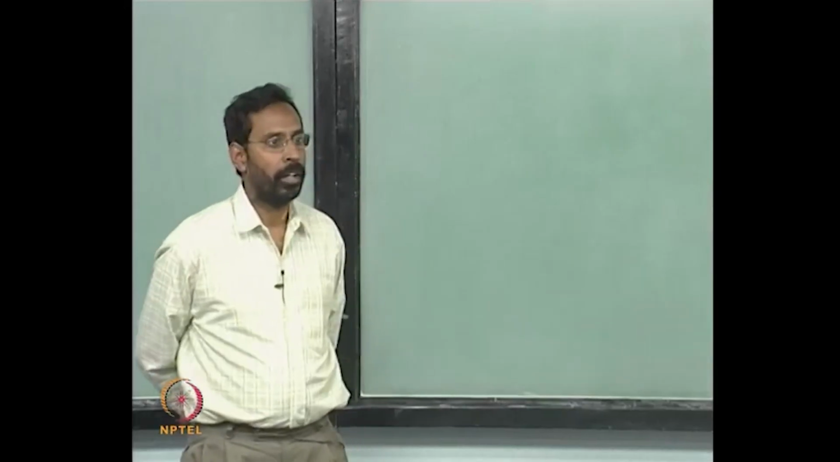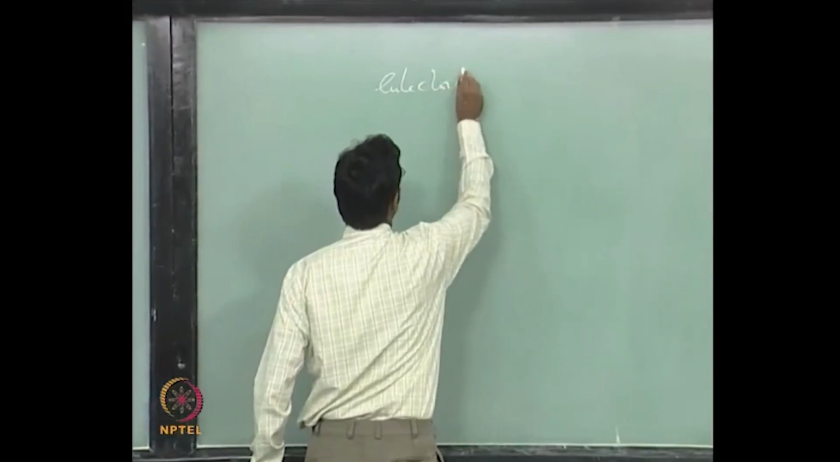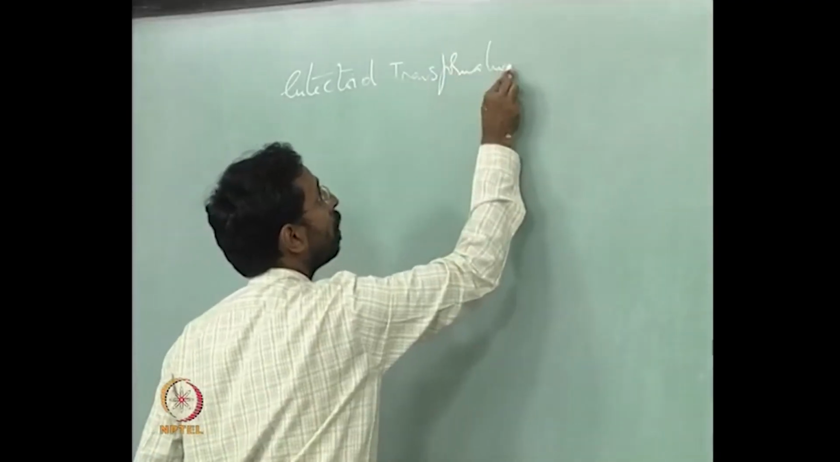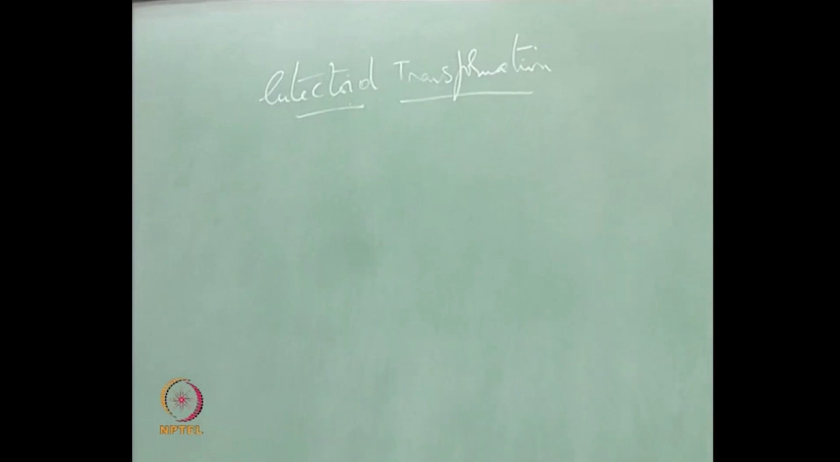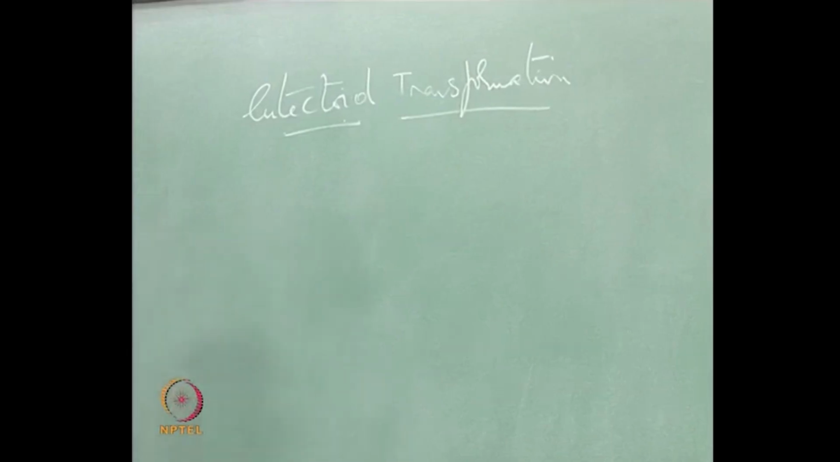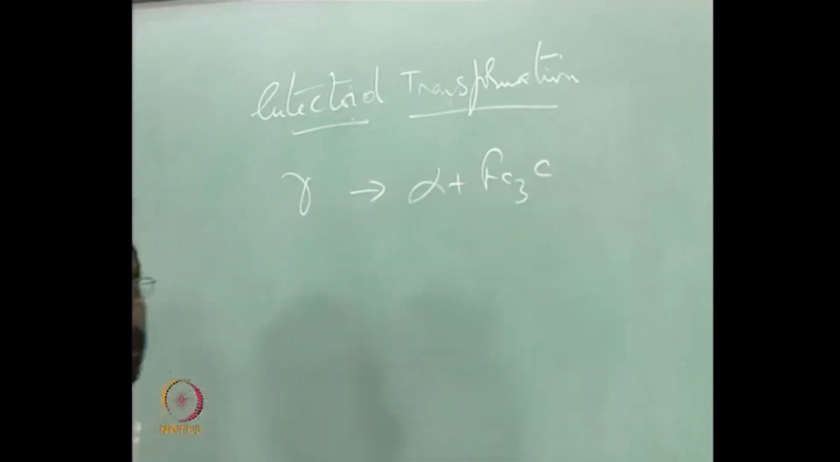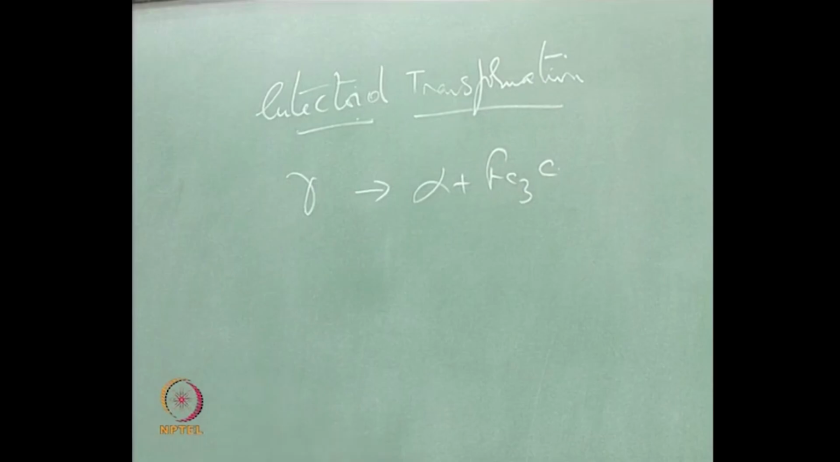Last class we started talking about eutectoid transformation. This is different from precipitation in the sense that here you get two phases out of a parent phase, compared to precipitation where you get one phase out of the parent phase. So, here we take a typical example of the iron carbon system, where you have gamma which gives you alpha plus cementite, where gamma is the austenite, alpha is the ferrite and cementite is the Fe3C phase.